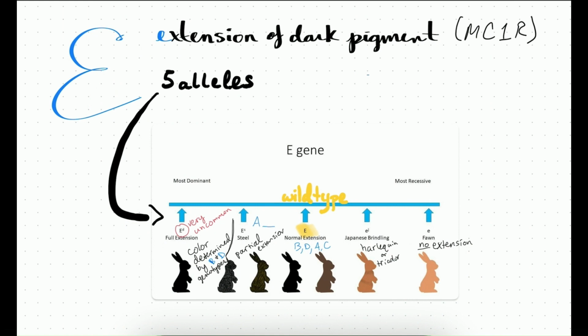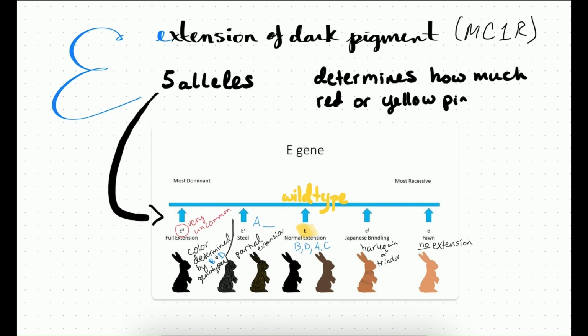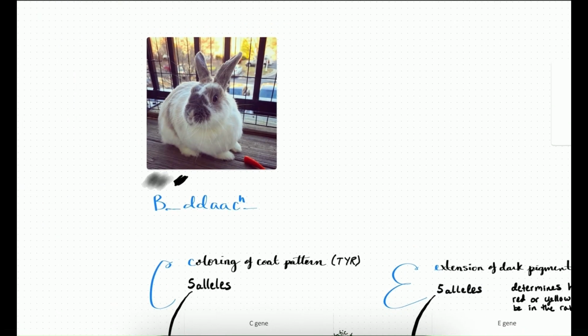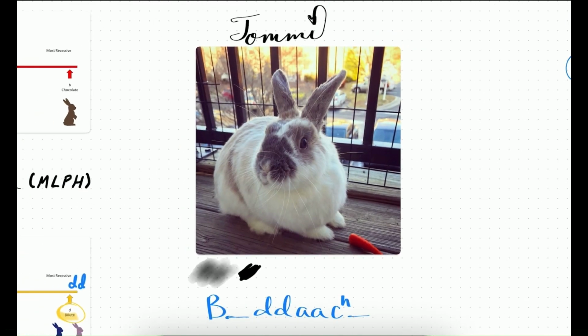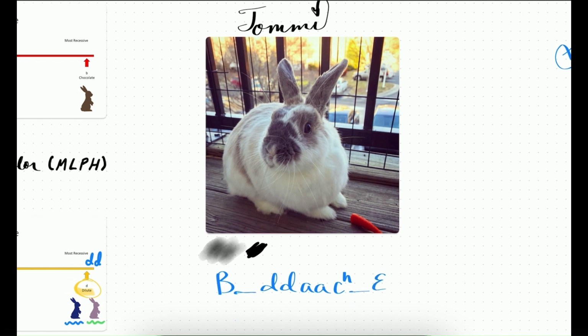The E genotype determines if and how much red or yellow pigment will be in the coat. So looking back at Tommy for the E gene, Tommy has color on her extremities, so she likely has a normal extension. But since she is mostly white, the genotype could be big E, EJ, or big E, little e.